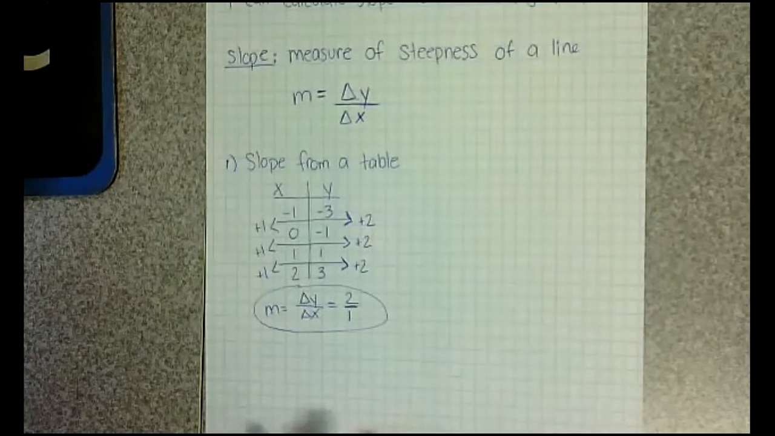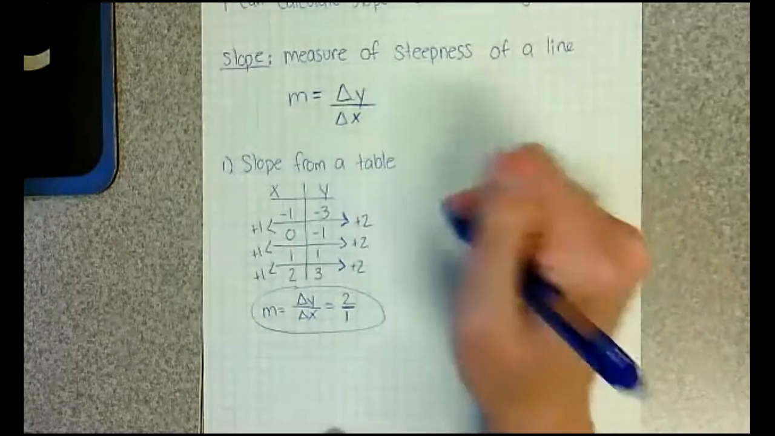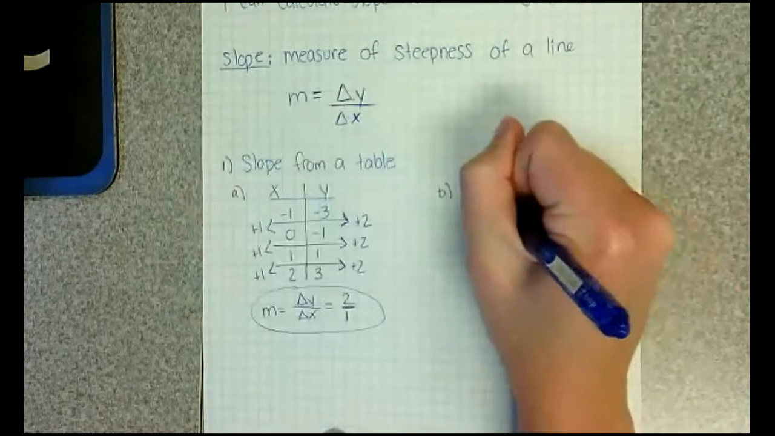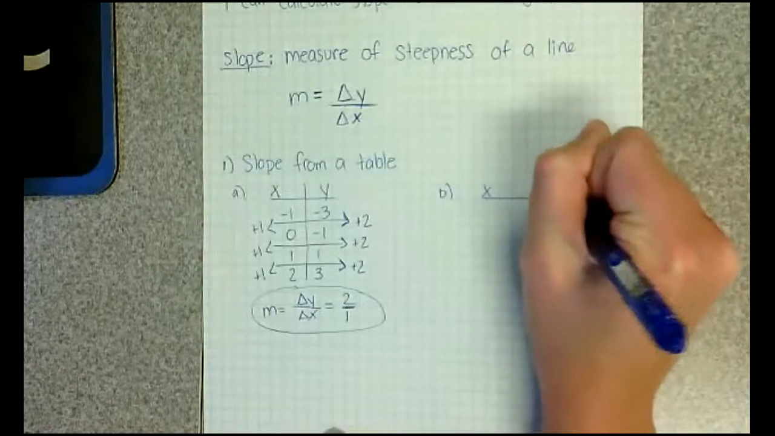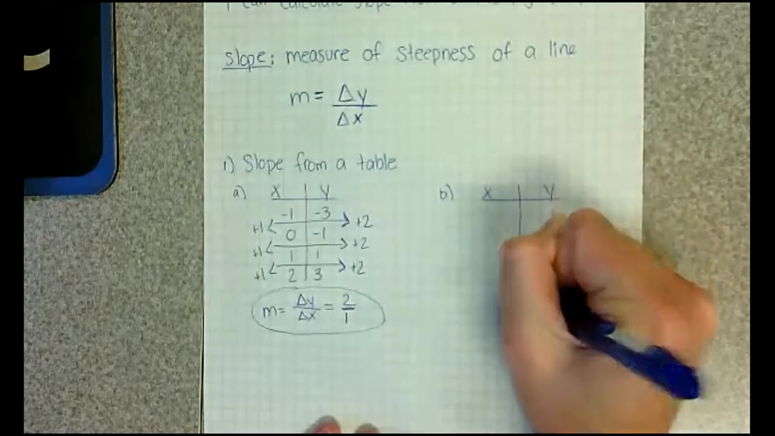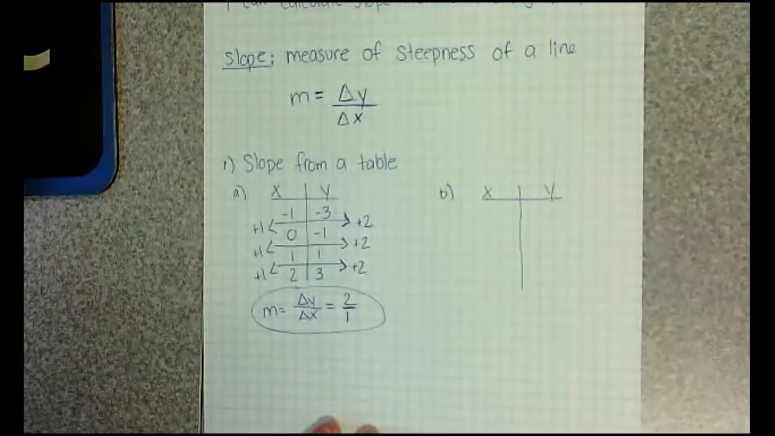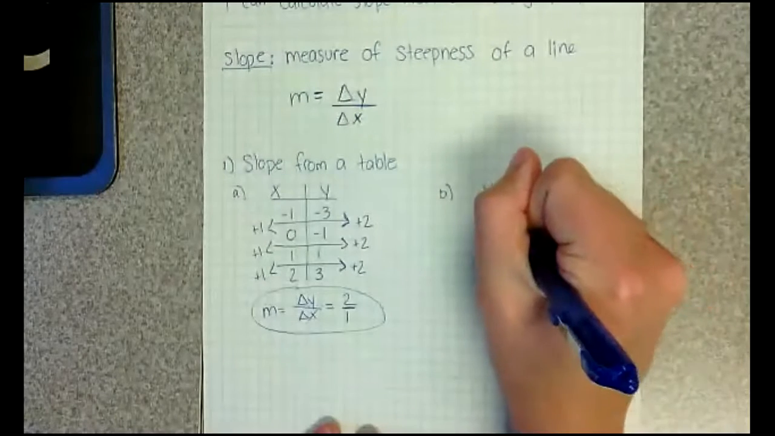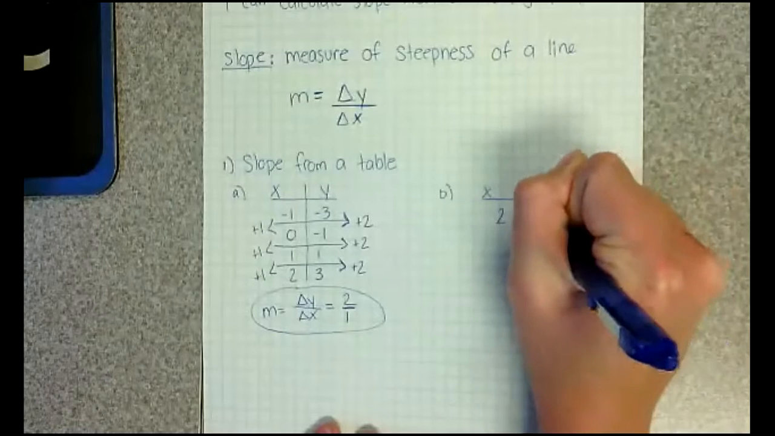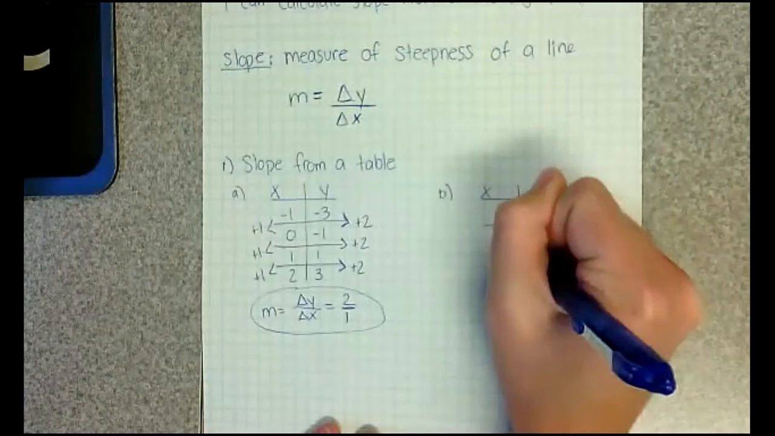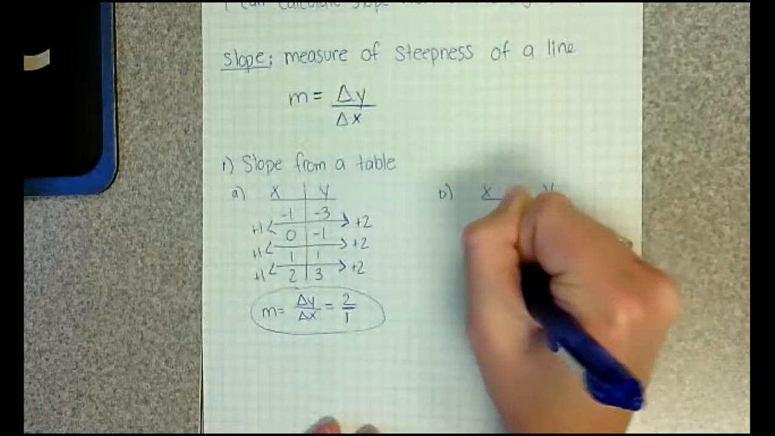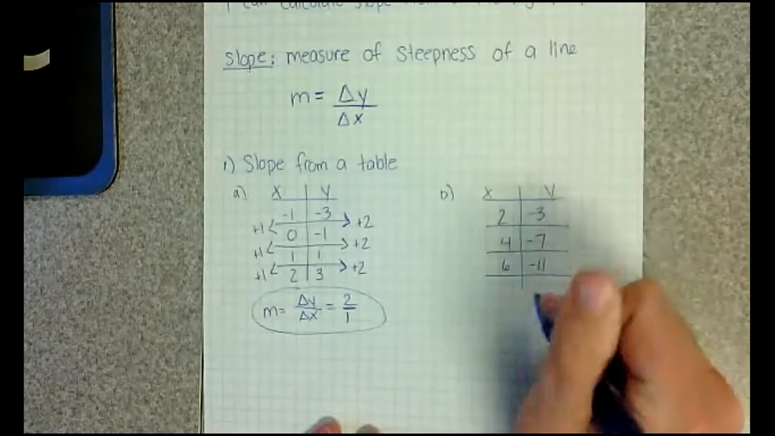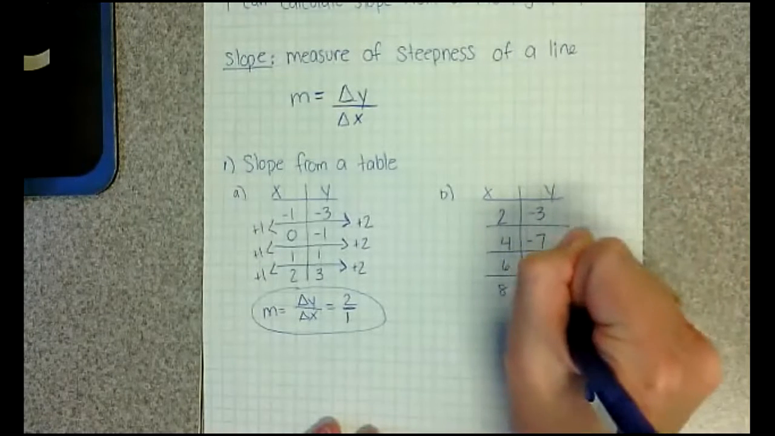So let's try another table. Okay, so example B, this was A. So example B, new table. And make sure, guys, if you have questions, you can be asking in chat. Okay, my new table is going to be 2, -3, 4, -7, 6, -11, and 8, -15.